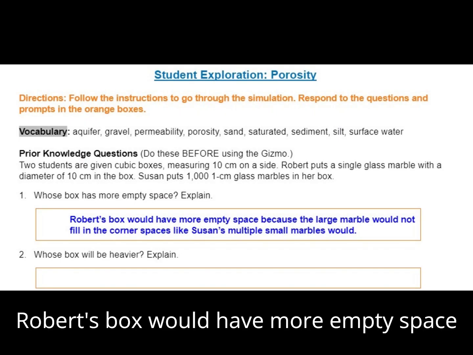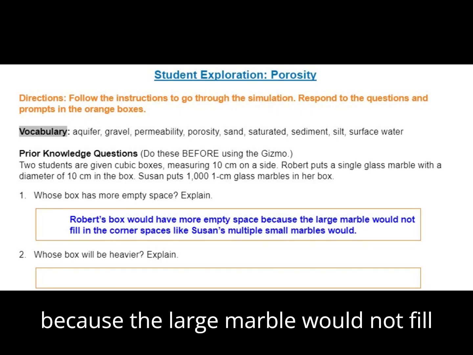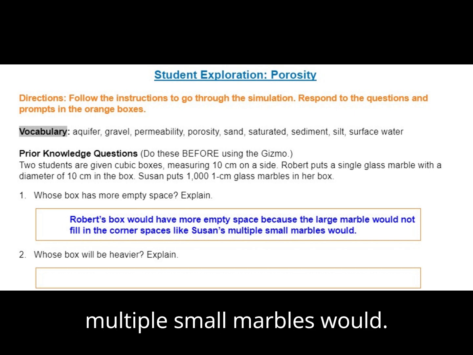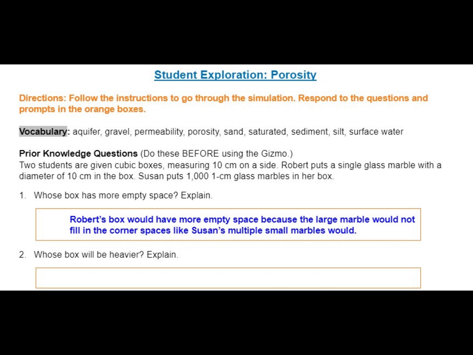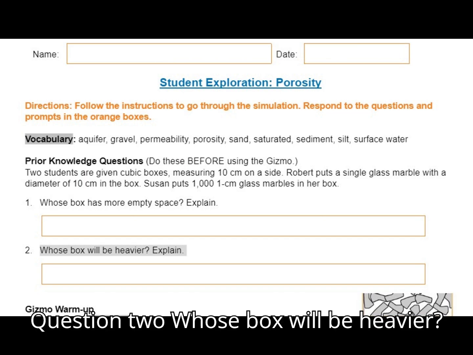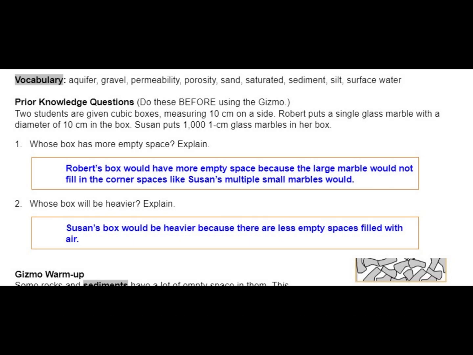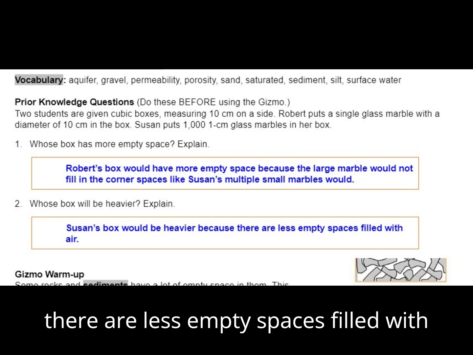Robert's box would have more empty space because the large marble would not fill in the corner spaces like Susan's multiple small marbles would. Question 2. Whose box will be heavier? Explain. Susan's box would be heavier because there are less empty spaces filled with air.